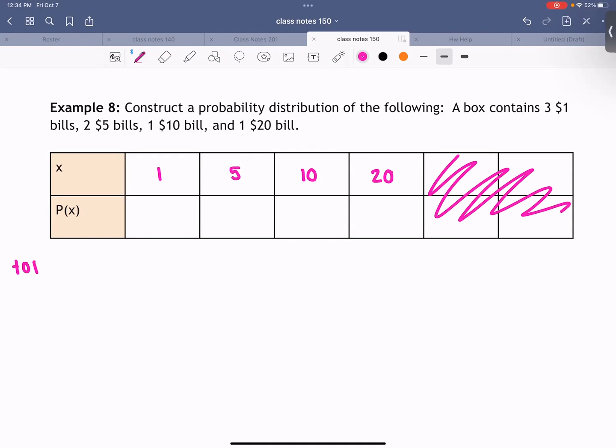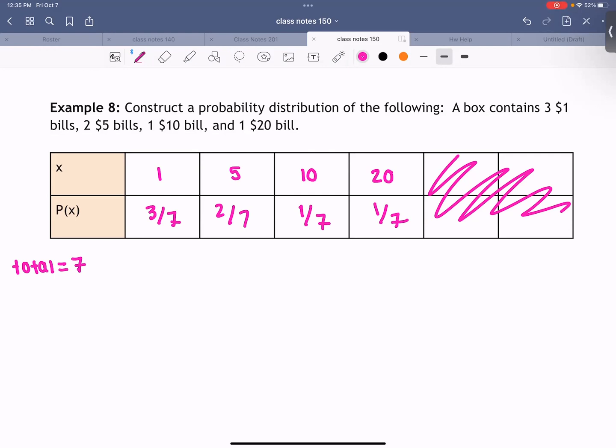Before we find the probabilities of each of these, why don't we find the total number of bills in the box? So how many dollar bills are there in the box? I think I heard 7, right? There's 7 bills. So if there's 7 bills total, what's the probability of choosing a 1? We got 3 out of 7, good. What's the probability of choosing a 5? 2 out of 7. A 10, 1 out of 7, and a 20, 1 out of 7. Perfect. And of course, we can create our probability distribution in this way.